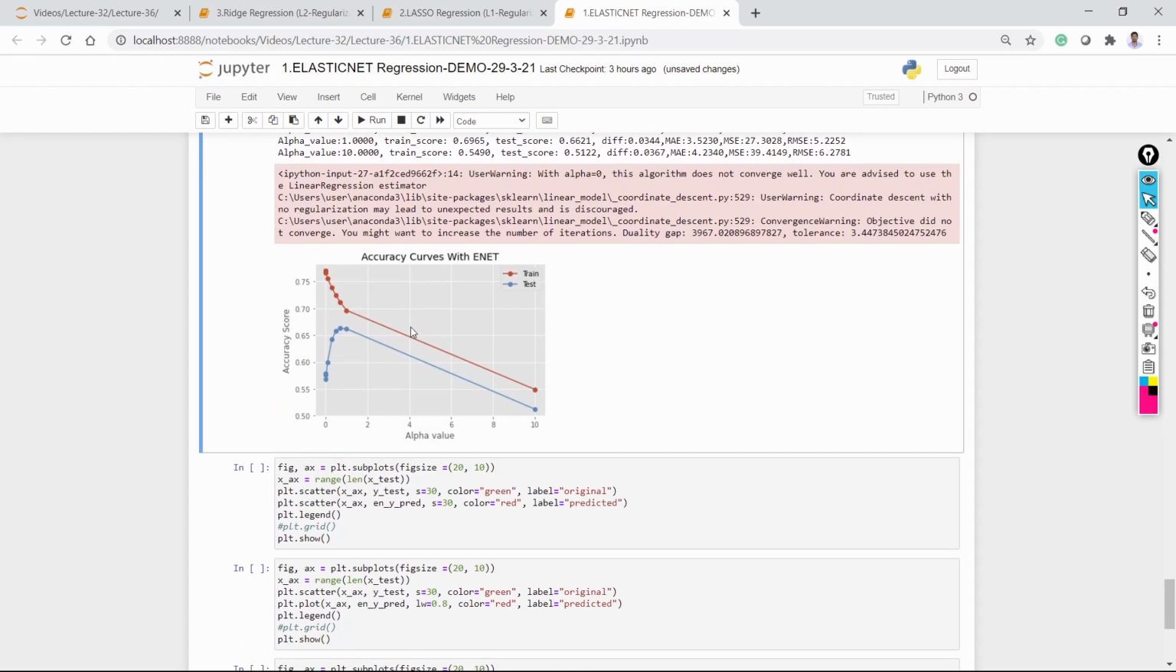So if you observe this graph, here on the x-axis I am taking the alpha values, from 0 to 4, 6, 8, 10, and this is the accuracy. Accuracy will be train score and test score. So this is the test accuracy, the blue color, and this color is the train accuracy. So when the alpha value changes, the train score and test score also change.